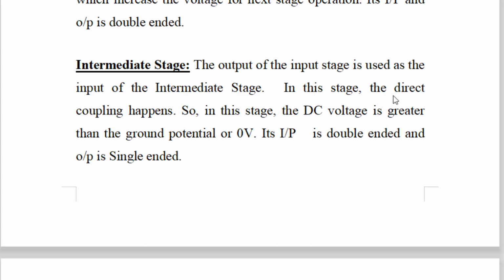In this stage, direct coupling happens. So in this stage, the DC voltage is greater than the ground potential, that is 0 volt. Its input is double-ended and output is single-ended. So here onwards the journey for single-ended output starts. So its input is double-ended and output is single-ended. So this is the intermediate stage.